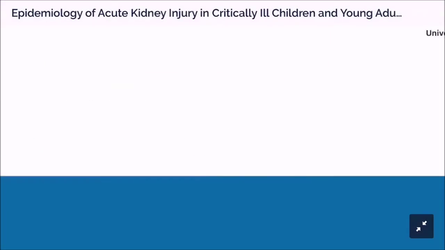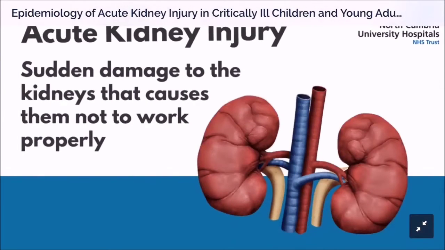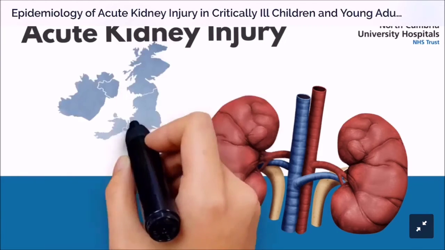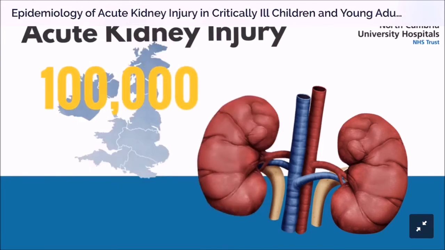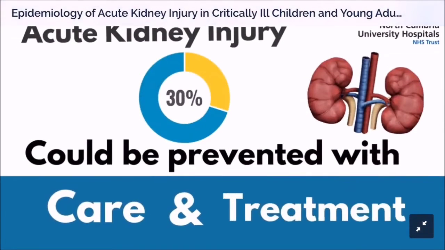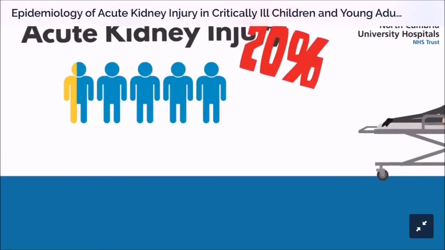We are the critical care outreach team at the West Cumberland Hospital, and today we're representing the outreach team and looking at how you can help prevent acute kidney injury. Acute kidney injury is sudden damage to the kidneys that causes them not to work properly. In the UK, up to 100,000 deaths each year in hospital are associated with acute kidney injury. Up to 30% of these could be prevented with the right care and treatment. Today we're looking at encouraging people to remain hydrated and to take care of their kidneys.